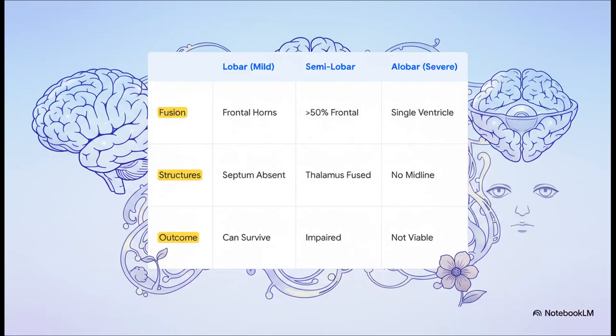And this table really lays out that spectrum perfectly. On the mildest end, you've got the lobar form, where only the very front of the brain is fused. But as you slide over to the severe alobar form, there's no division at all. The brain is basically a single cup-shaped structure. And you can see how, as the fusion gets more complete, the outcome changes so dramatically, from being survivable to, tragically, just not being compatible with life.